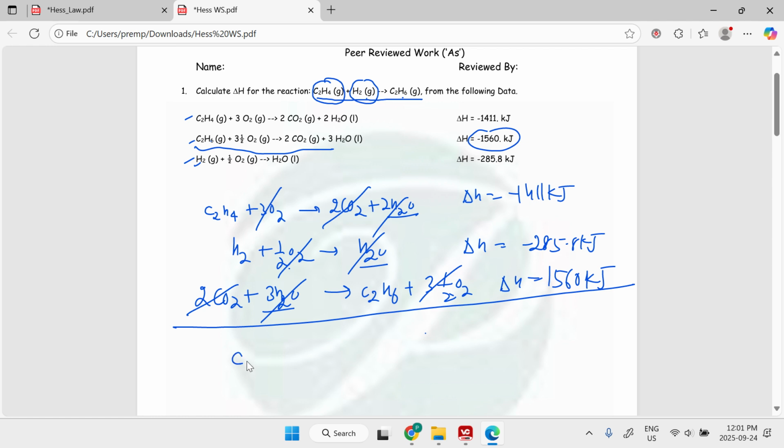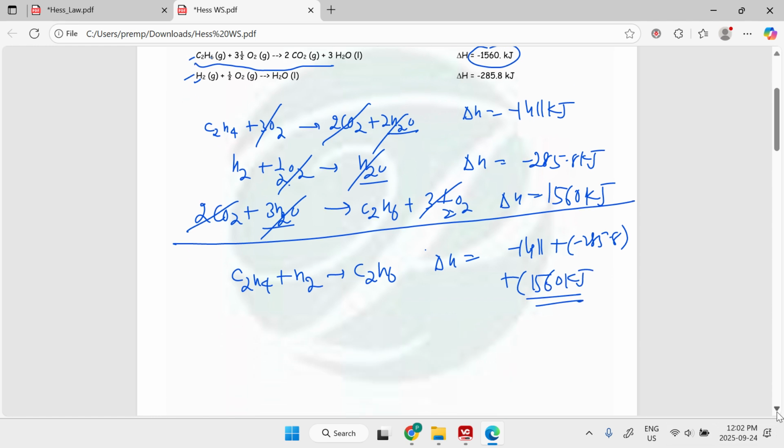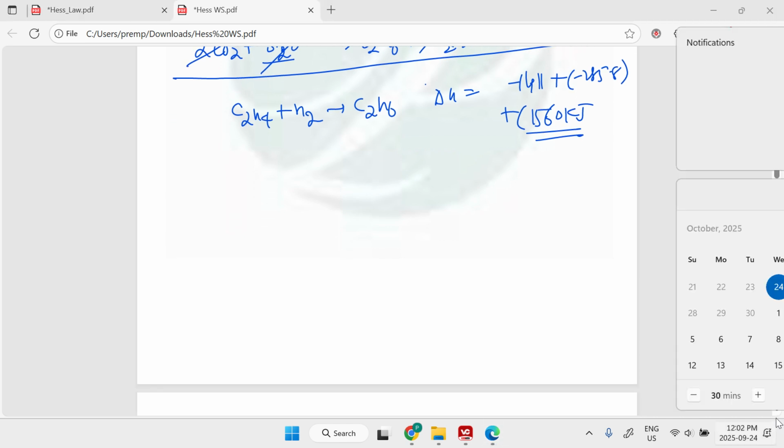And at the end I'm left with C2H4 plus H2 equal to C2H6, and then you have to do delta H by adding all those. So negative 1411 plus negative 285.8 plus 1560 kilojoule, and that will be your answer. Okay, so when they give you this kind of work, you can do that by rearranging the equation.